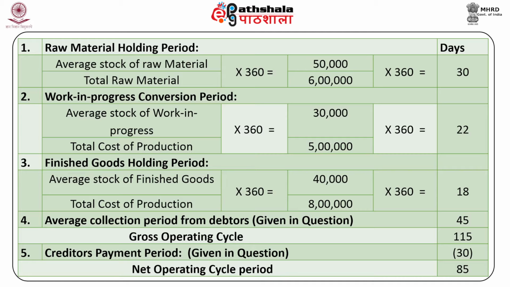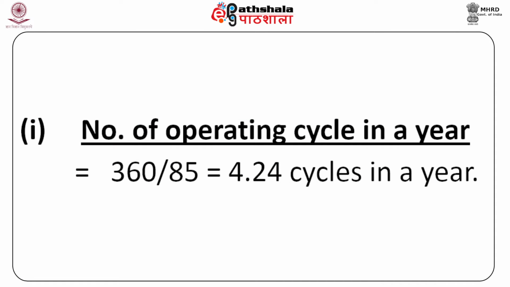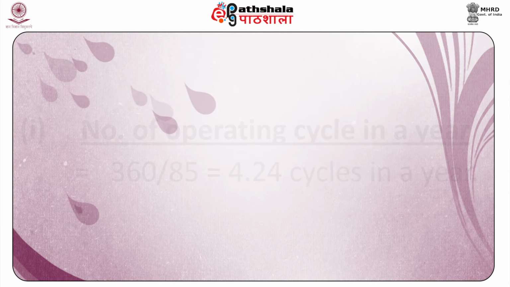Creditors payment period is 30. After deducting the creditors' payment period of 30, we get the net operating cycle period, which is 85 days. And the number of operating cycles in a year is the total number of days in a year divided by the net operating cycle period, which is 4.24 cycles in a year.